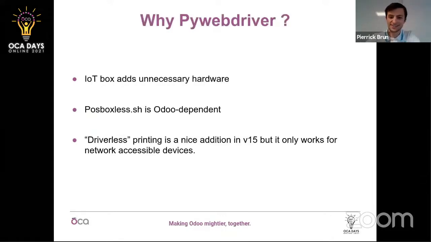The initial goal. So why does Pywebdriver exist? There are some alternatives, but they're suboptimal in certain ways. The IoT box, for instance, adds unnecessary hardware because you need a Raspberry Pi. And although it has some drawbacks, it runs Odoo. So if you want to code for the IoT box, you will need to code in Odoo. So it's a bit more unnecessary dependencies and so on.